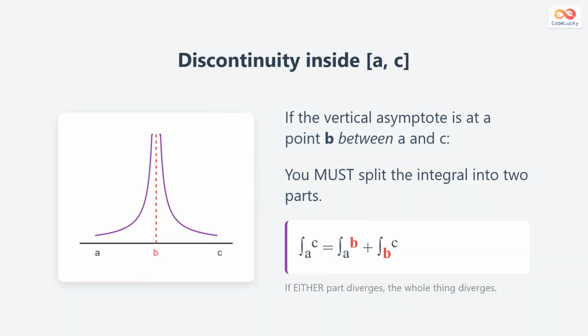Sometimes the problem isn't at the edges, but in the middle. If you have an asymptote at point b between a and c, you cannot integrate straight across. You must split the integral into two parts, one from a to b and one from b to c. You calculate them separately. If even one of these parts diverges, the entire integral diverges.